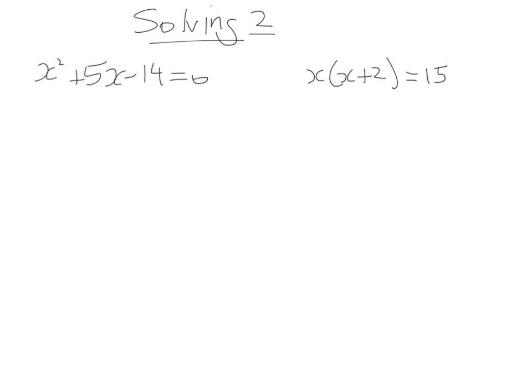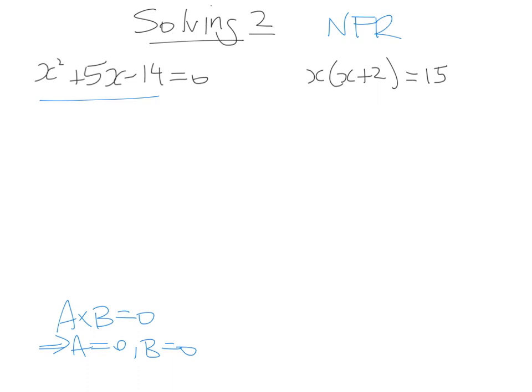First thing we try to do is see if we can apply the null factor rule or null factor law, which, as we mentioned previously, says that if a times b equals 0, we imply that a equals 0 or that b equals 0. So we're going to try to factorise this so we end up with something times something else equals 0. We're looking for factor pairs of negative 14 that add up to positive 5.